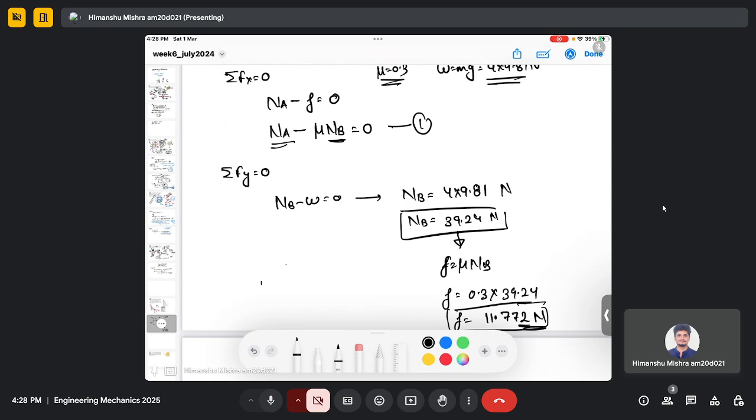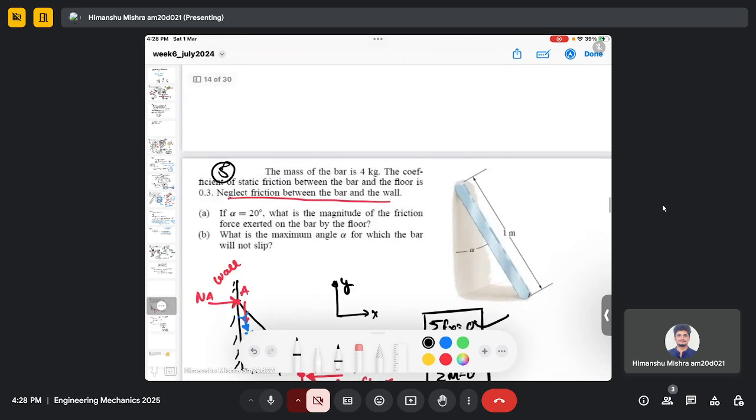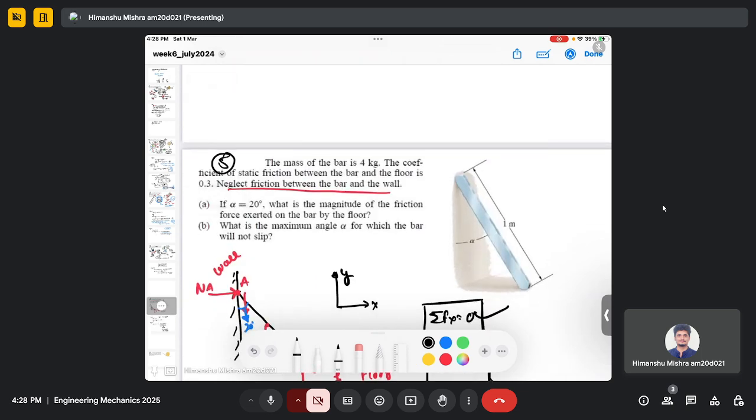Could you just go to the question? I just want to see what are the assumptions. Mass of bar is 4. Coefficient of friction between bar and the floor is 3. Neglect friction between bar and wall. And okay, what is the maximum angle at which the bar will not slip?